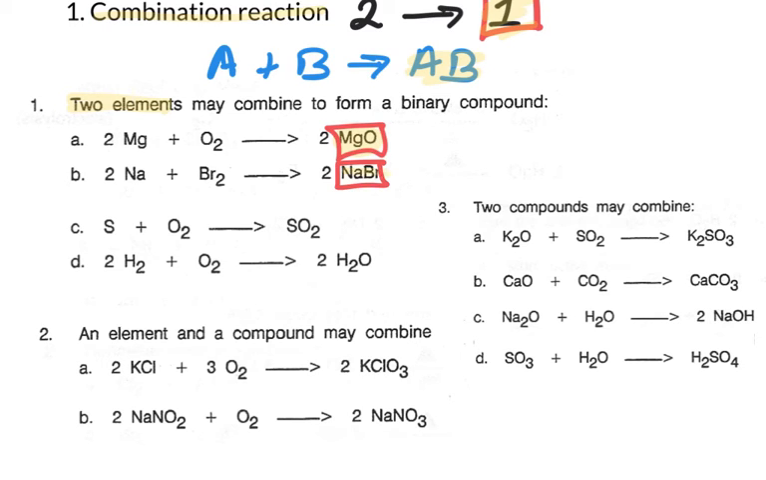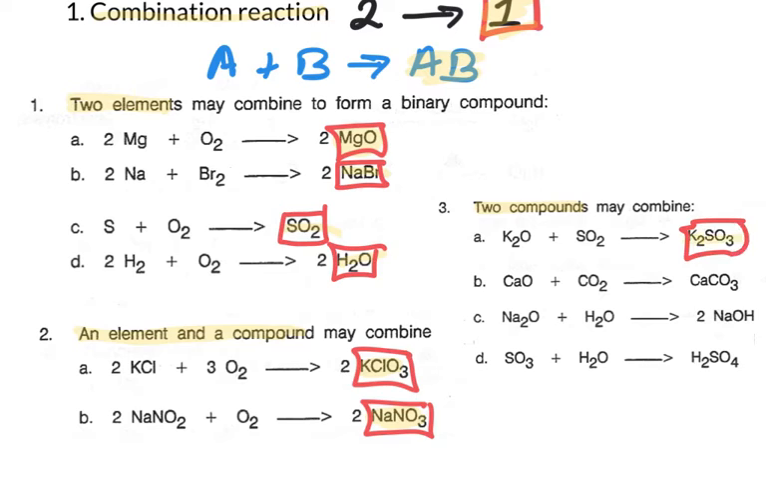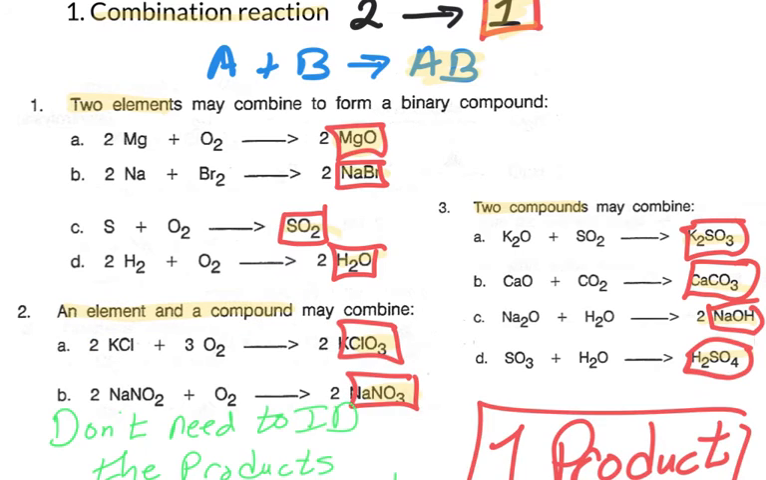Now we see that with B, C, and D, and then I go down to number 2, and we're going to see that we have a compound and an element. In this case, we have a compound and an element. They can combine to make a single product, and that means this is a combination reaction. In number 3, we could actually have 2 compounds come together to make a single compound, and again, this is a combination reaction. How do I know? Because I made just one product.